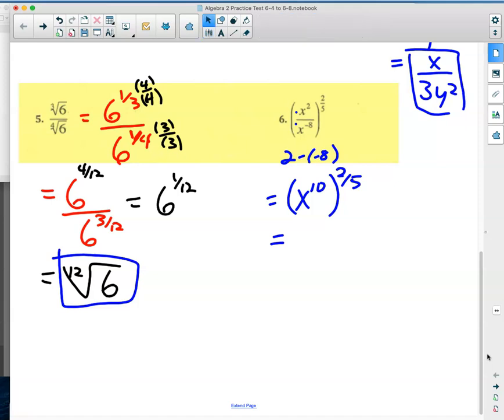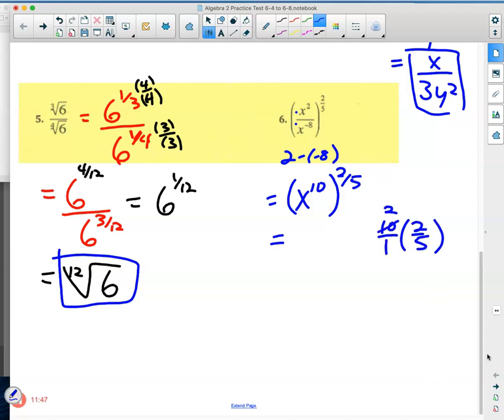So we need to know what 10 over 1 times 2 over 5 is, and we can do a little reducing here. 5 goes into 5 once and into 10 twice. On the top we'll have 2 times 2, and on the bottom 1 times 1. That's going to be 4 over 1. This is x to the 4th, and that one's done.